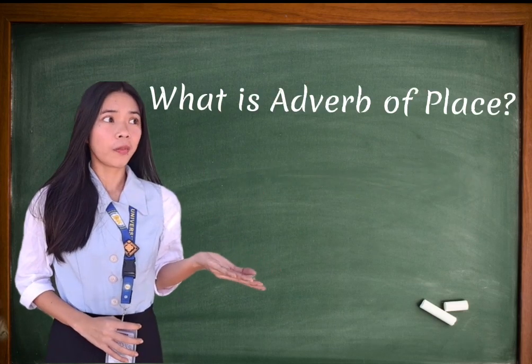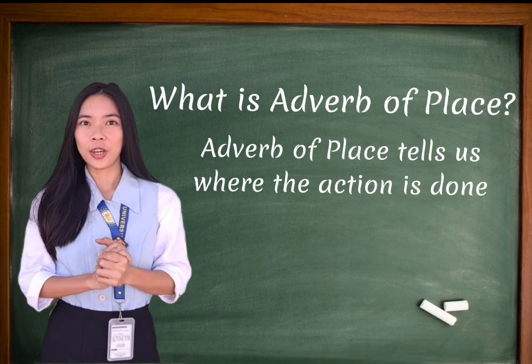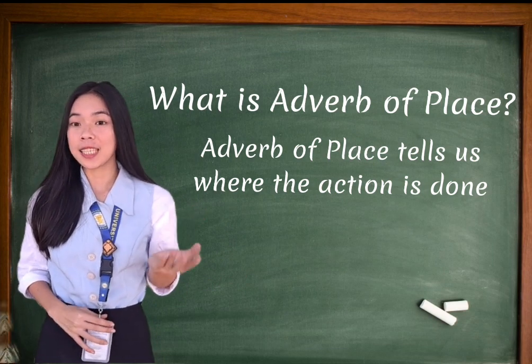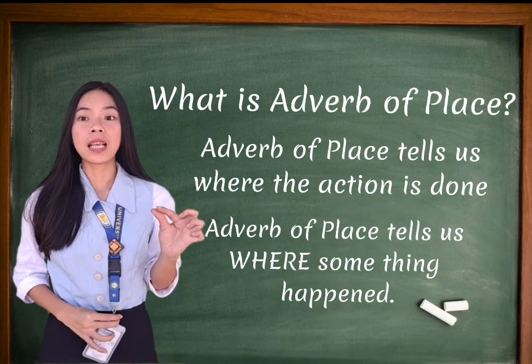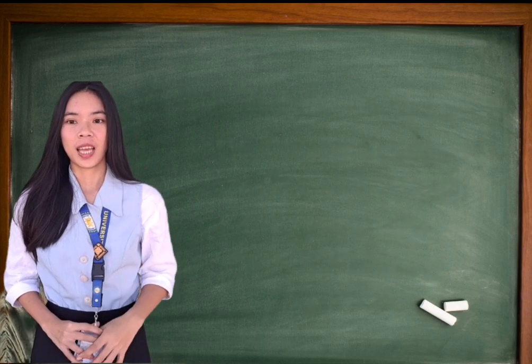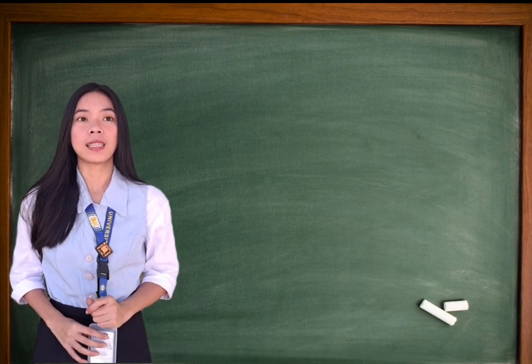So what do you think is an adverb of place? Yes, Diane? Okay, very good. Adverb of place tells us where the action is done. So adverb of place tells us where something happens. Understood? Okay, I will read an example and tell me the adverb of place in the sentence, okay?